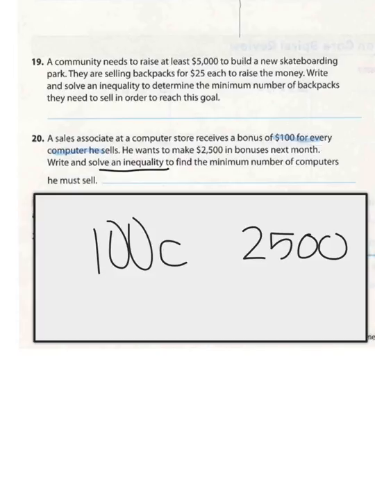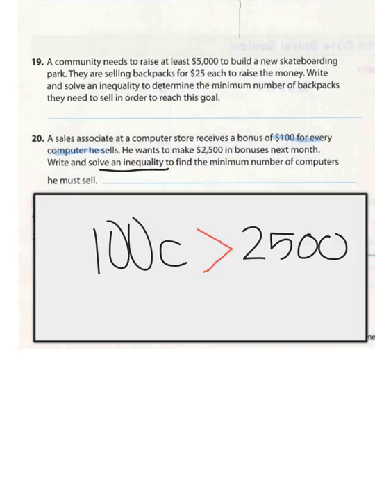Alright, so we know that this number over here, 100 times C, has to be equal to however many numbers, right? It's going to equal 2,500. So we want this number to equal at least 2,500.